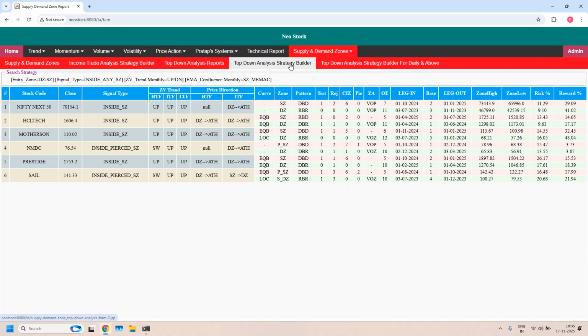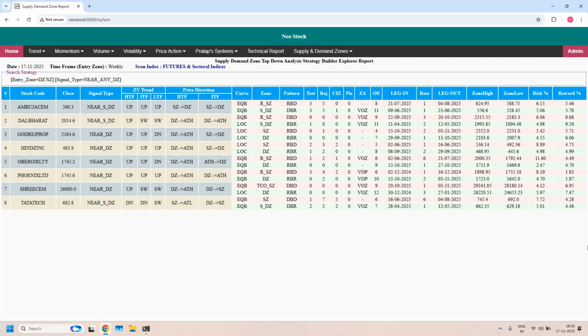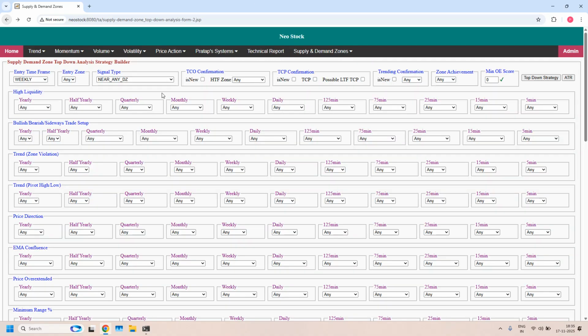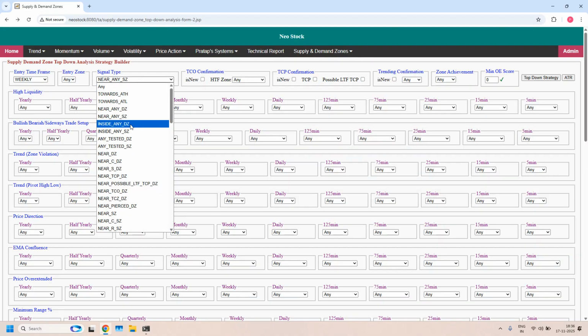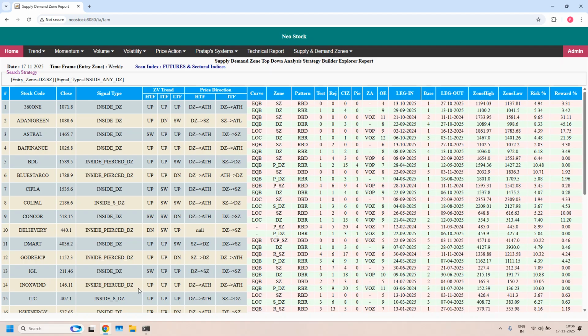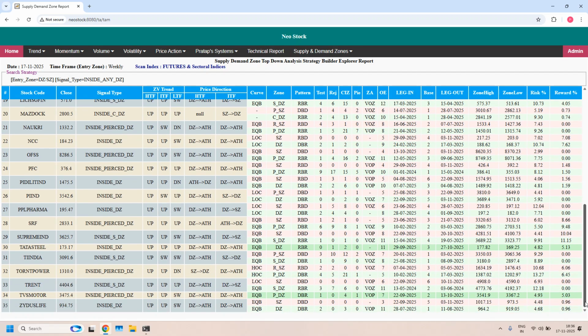Next time frame is weekly. Stocks near to the weekly demand zone. We got 8 stocks. Next, stocks near to the weekly supply zone. We got 10 stocks. Next, price closed inside the weekly demand zone. First 15 stocks in the list. Scrolling the list down, total we got 35 stocks.